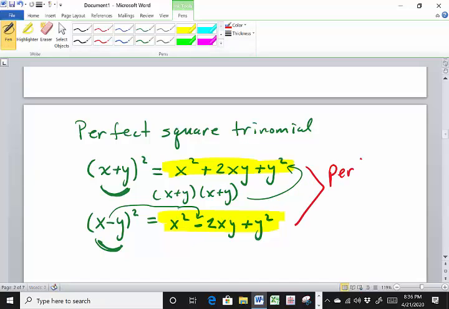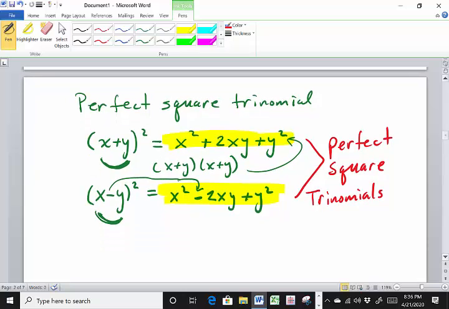perfect square trinomials. Alright? Now you might think, well, that's great. It's a perfect square trinomial. It looks like a bunch of craziness there, right? How am I supposed to recognize that? Well, it's very simple. So this applies to both of them here.